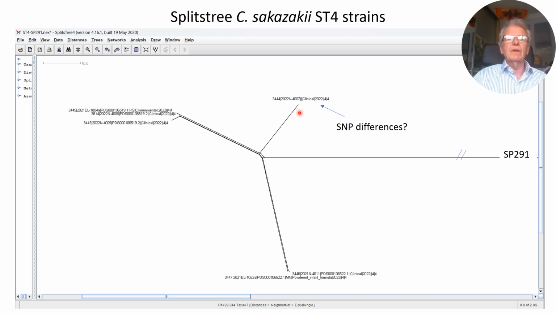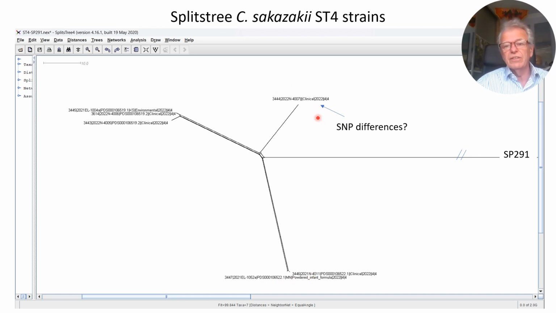So here's the ST4, the meningitic pathovar, which the CDC have omitted from their paper. Unfortunately, because they've omitted it, we don't know how many SNP differences there are between this clinical strain and the clinical strains over here. For those who are interested, I've used SB291 as the reference strain to root the splits tree analysis. And these are the other two clinical strains down here, an infant formula and a clinical strain. So it's a shame that we don't know.